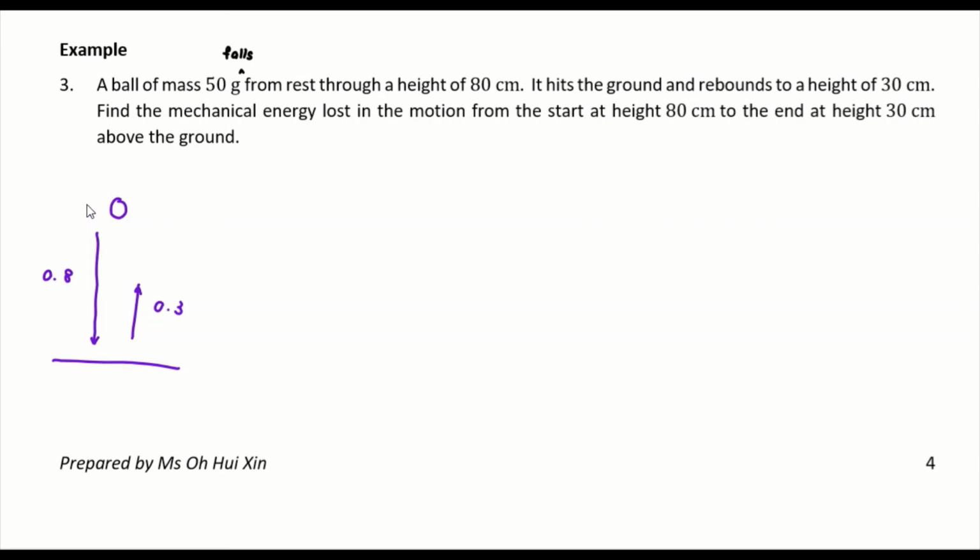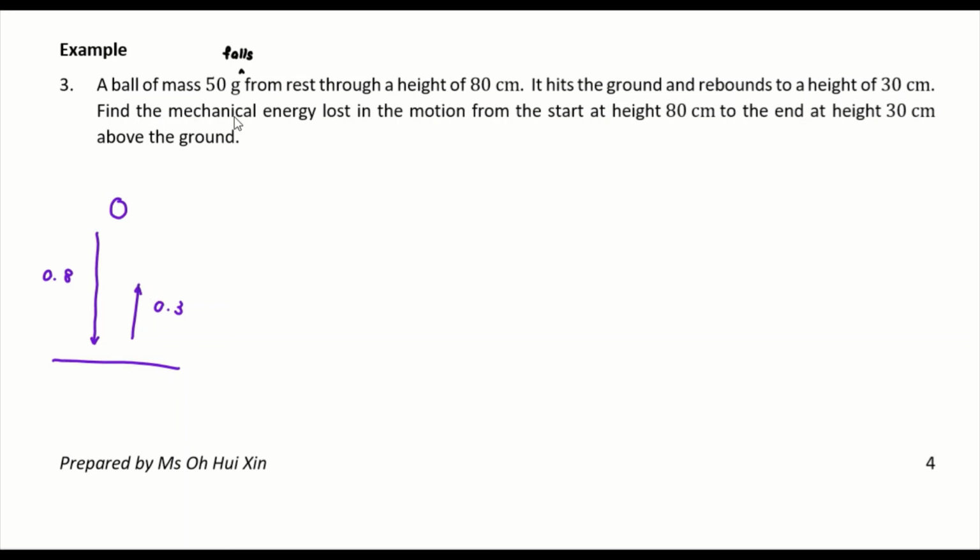Then this ball should fall from the same height. Then after it rebounds, it should go back to the same height so that you have KE and GPE the same. So by looking at this idea, you should realize that there is some mechanical energy lost throughout the way, so that when it rebounds, the ball cannot go back to the same height. Okay, so that's the idea.